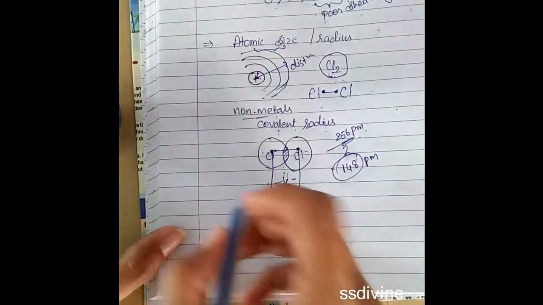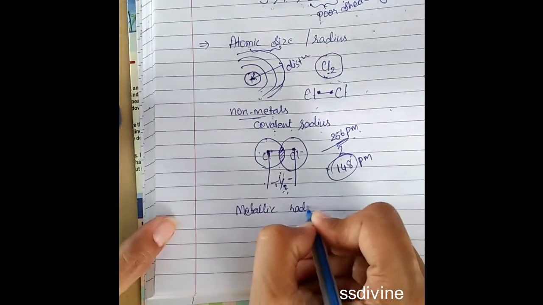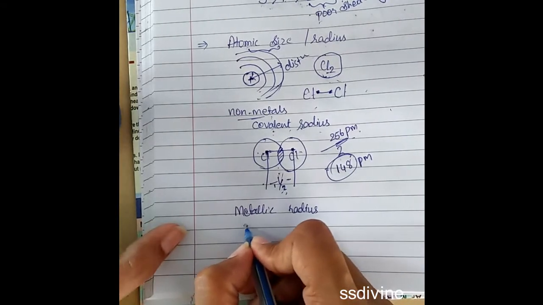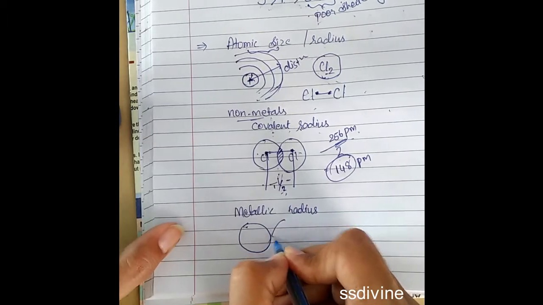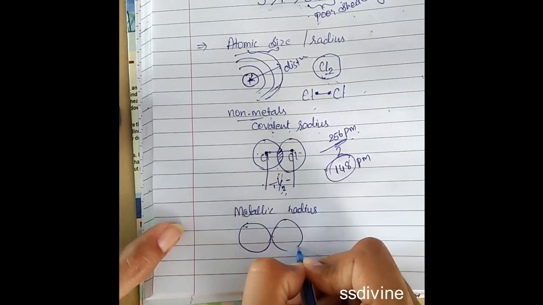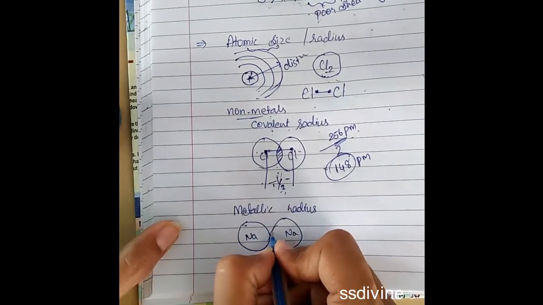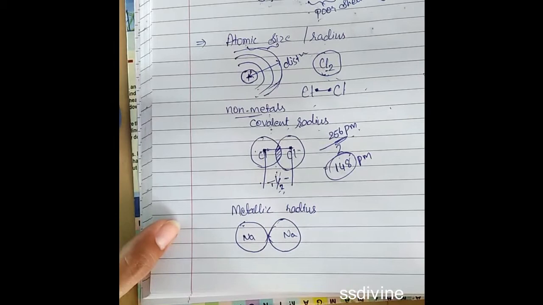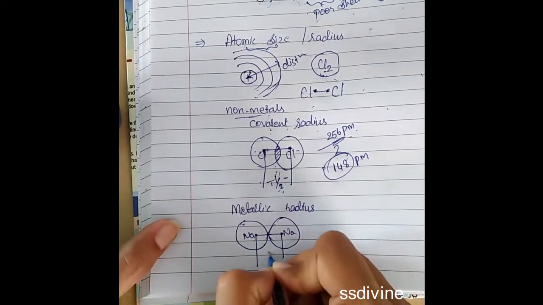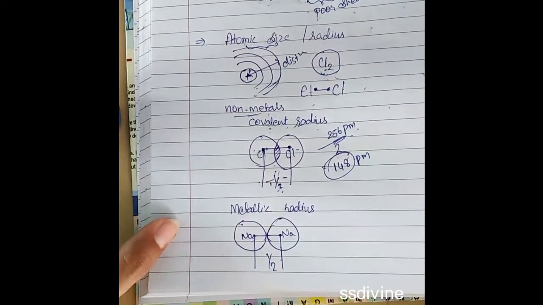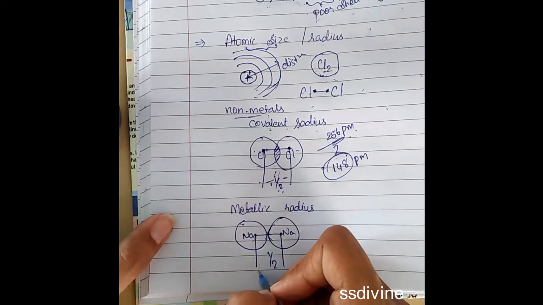The another kind of radius is metallic radius. The name itself suggests that it is for metals. So again, metals are having the same thing. The less extent of overlapping will be found in metals. Suppose this is sodium and this is sodium, so less extent will be formed, right? So the distance between these two atoms and half of the distance will give the metallic radius of this particular atom. Here we find that the extent of overlapping is very less.